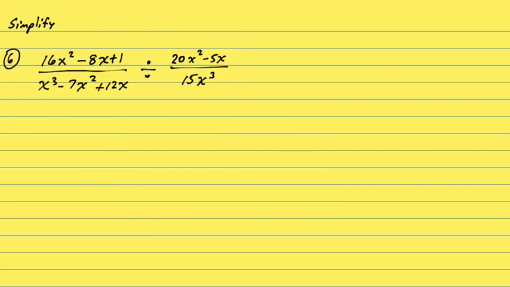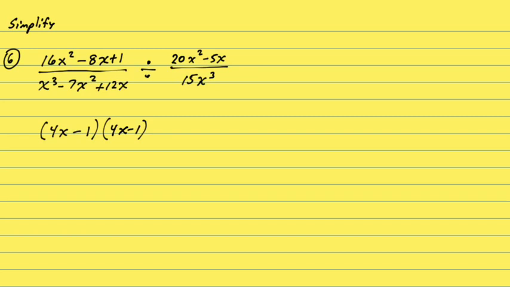Okay, after 5, we're going to move to 6. Multiplication was the last one. This is division. So this involves factoring usually. I notice that this is a perfect square, meaning it's probably 4x minus 1 times 4x minus 1. I believe that gives me 16x squared, minus 4x minus 4x is negative 8x, and last times last gives me 1.